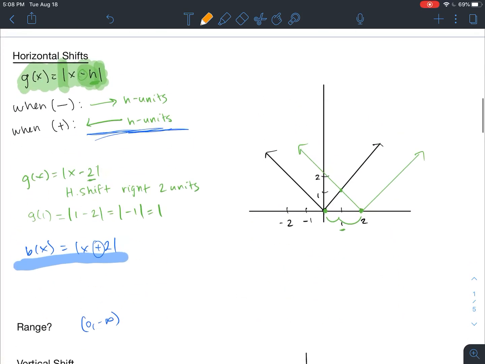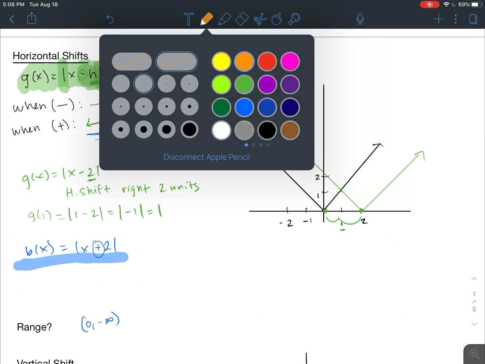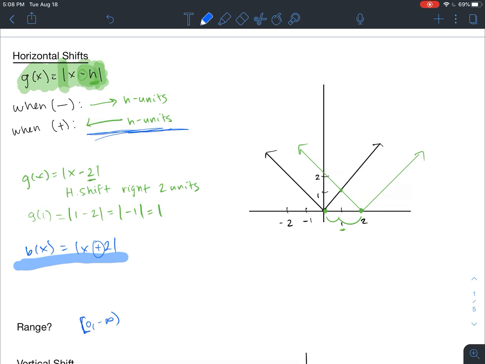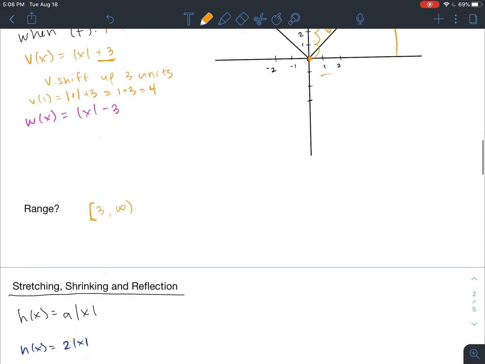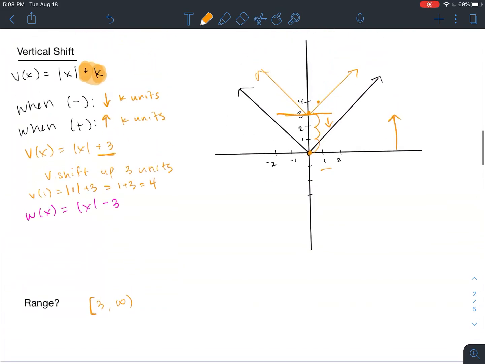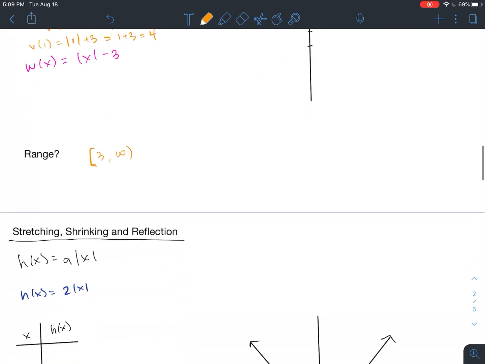And I actually probably should have drawn a bracket up in these ones right here. This is actually a bracket right there. We'll include that right there. So that's our range. We don't exist anywhere below the 3. Only 3 and upwards to infinity.